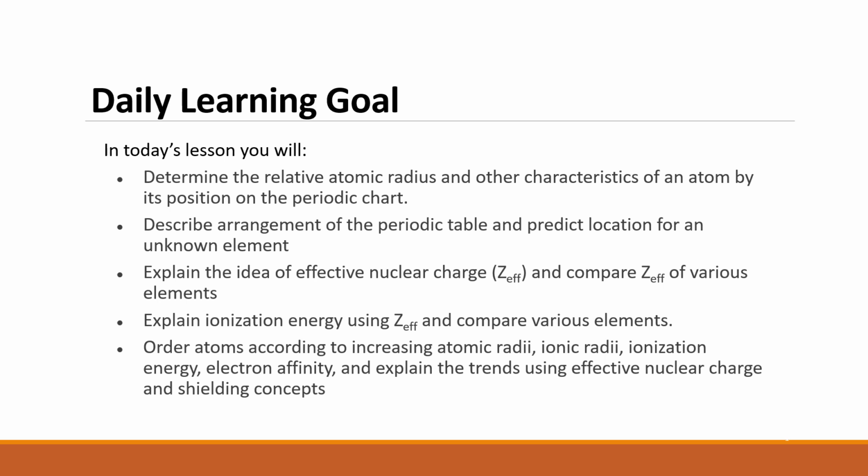In this video, we're going to continue on with Chapter 7. So we're going to be looking at periodic trends. We will explore atomic radius, we'll talk about the effective nuclear charge and how that is going to affect atomic radius, ionic radius, ionization energy, as well as electron affinity trends on the periodic table.